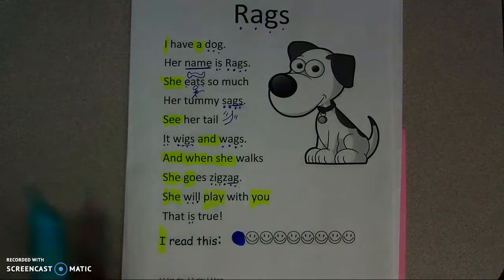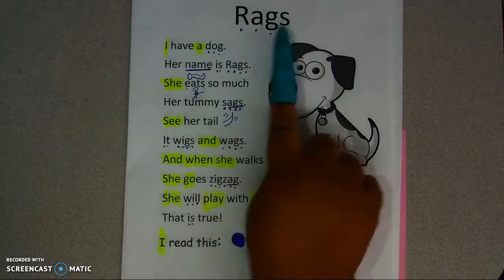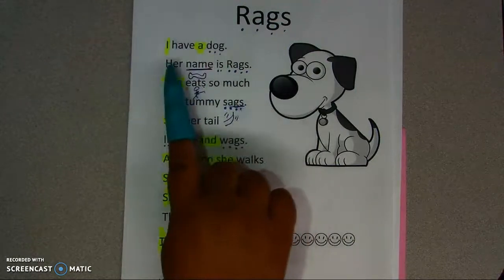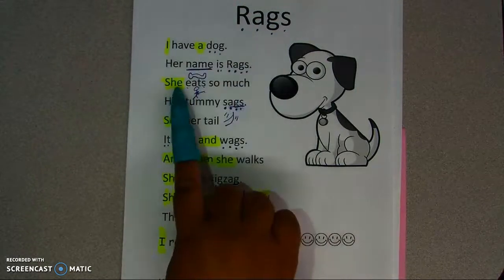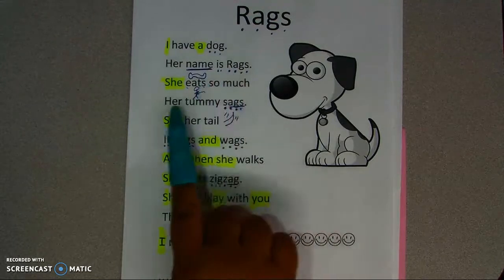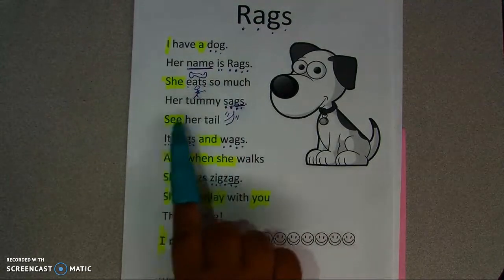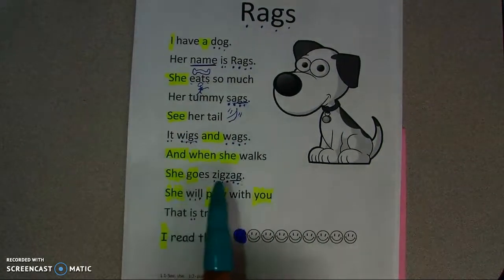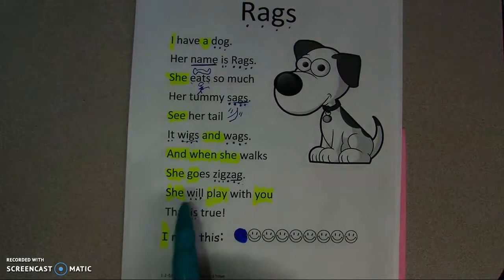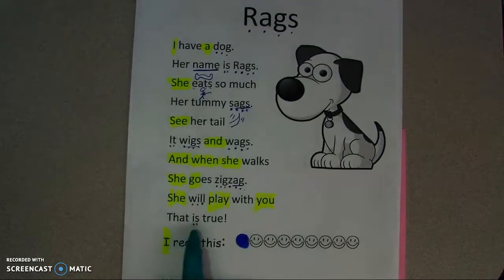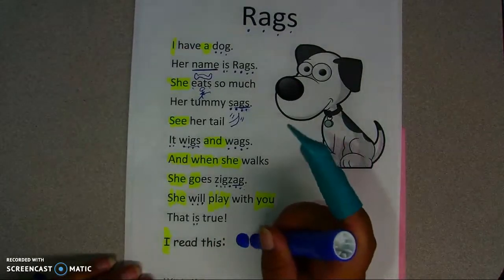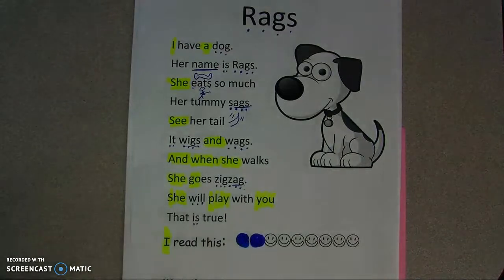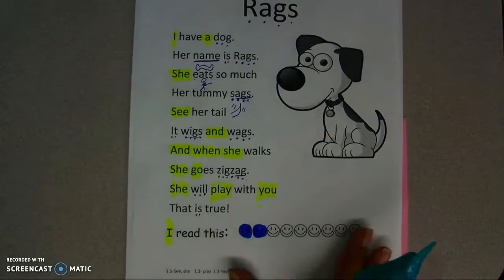And then I'm going to read it again. Let's see. I'm going to read it in a deep voice. Here we go. Rags. I have a dog. Her name is Rags. She eats so much. Her tummy sags. See her tail. It wigs and wags. And when she walks, she goes zigzag. She will play with you. That is true. And I get to happy face again. So exciting.